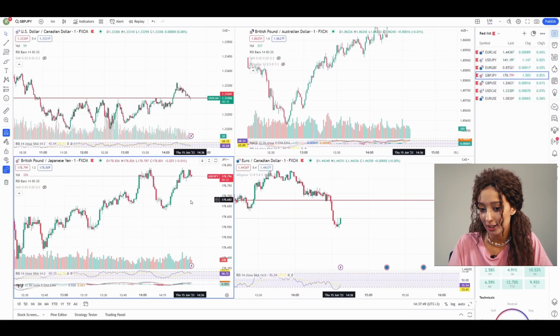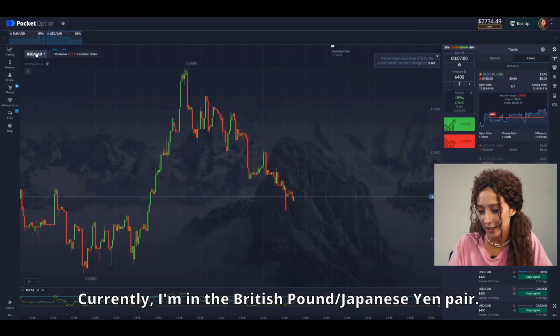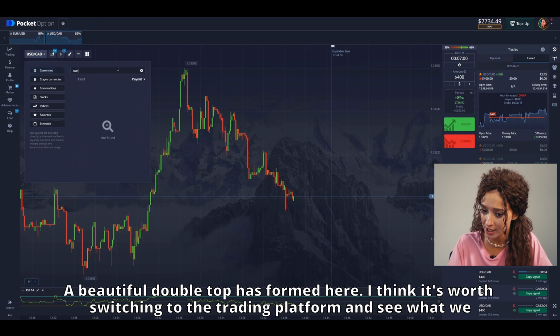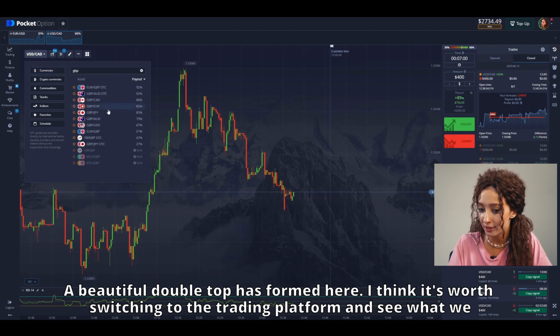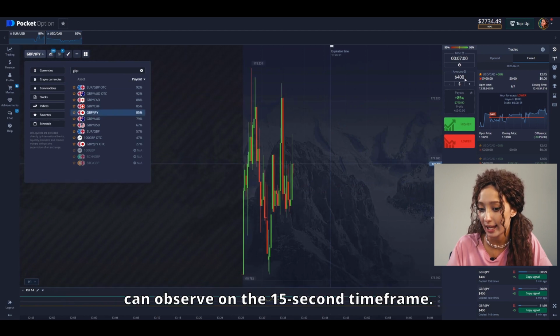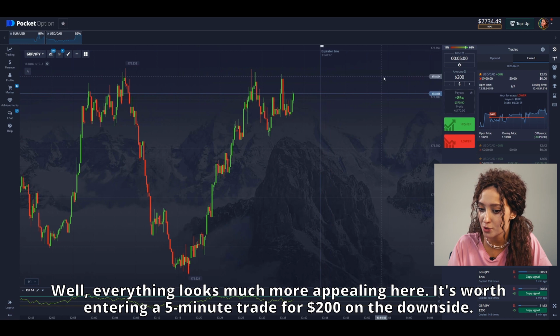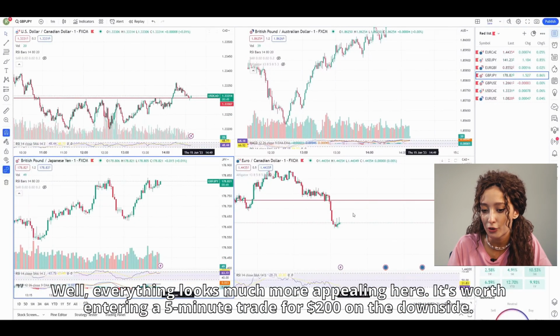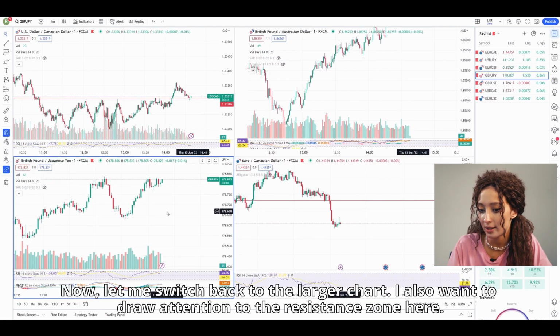Let's trade. Currently, I'm in the British pound Japanese yen pair. A beautiful double top has formed here. I think it's worth switching to the same trading platform and seeing what we can observe on a 15 seconds time frame. While everything looks much more appealing here, it's worth entering a 5-minute trade for $200 on the downside. Now let me switch back to the larger chart.